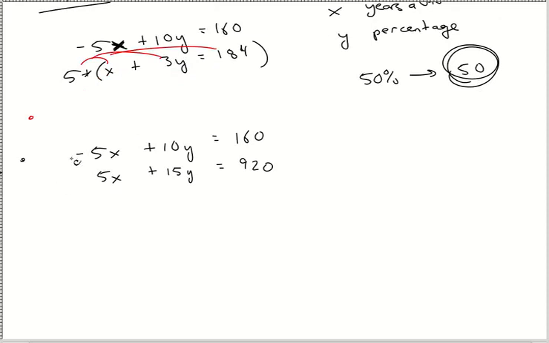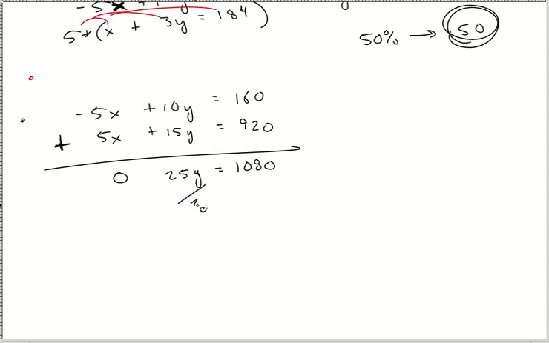So I multiply the second equation by 5, so I can do my addition rule, make it 0. Here I got 25y, and here I got 160 plus 920 is 1080. Divide by the 25.